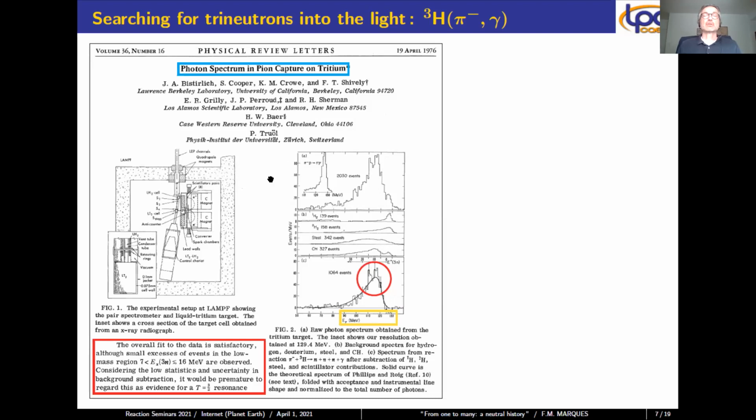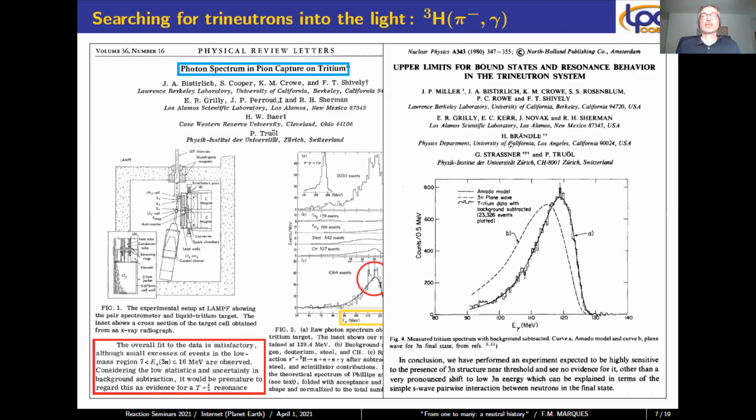The same team, a few years later, made an improved experiment, and the data are very, very beautiful. So you see here, this is the gamma ray energy, same reaction, pi minus gamma on a triton, and you see the peak just below the threshold. So if you had a bound state in the 3 neutrons, you should see a peak here that you don't. And if you have resonances, you should see peaks here, and you don't.